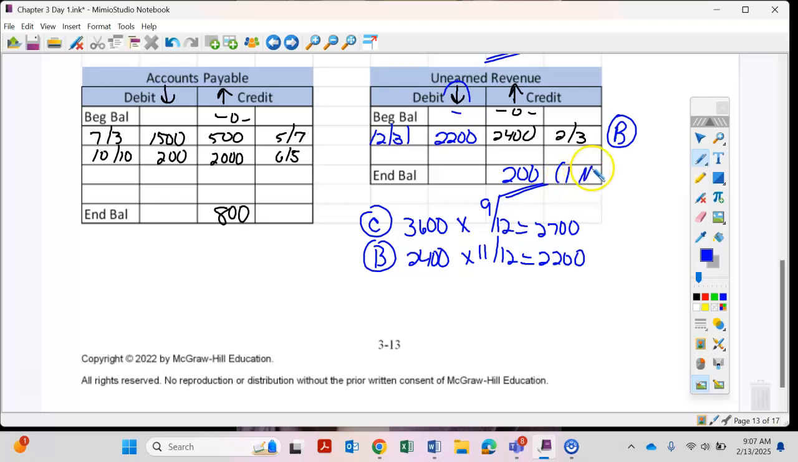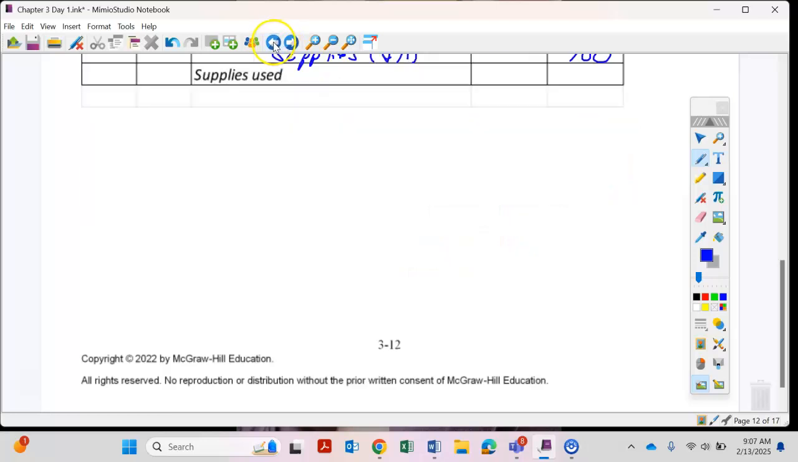That represents 1 month left, right? So $200 a month. 24 divided by 12 is 200. So I want an ending balance of $200. All right, so we need to debit the liability. Debits reduce liabilities. Debit $2,200. We provided services, so that is revenue.